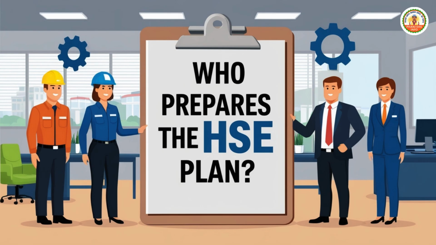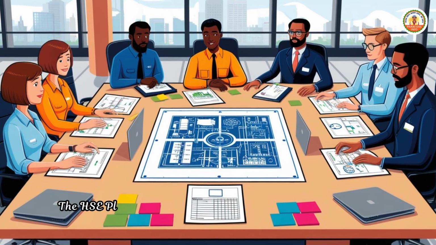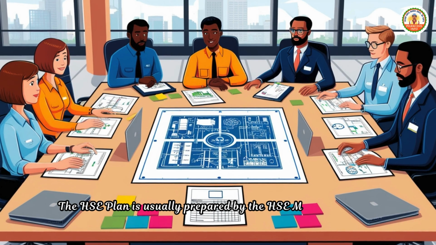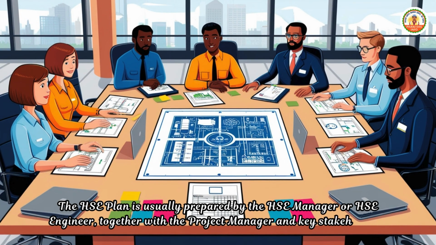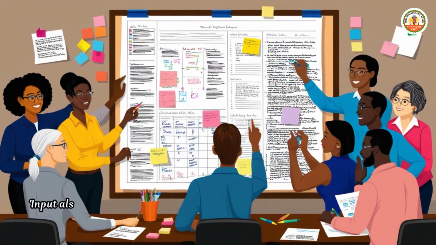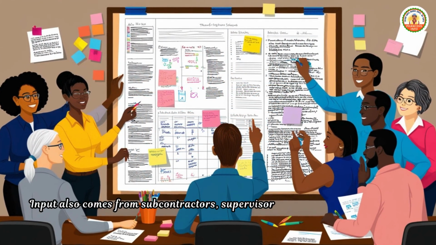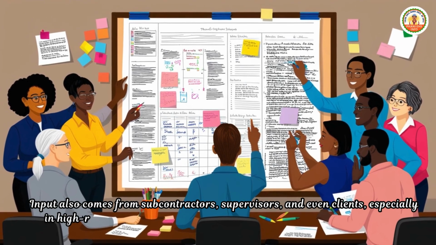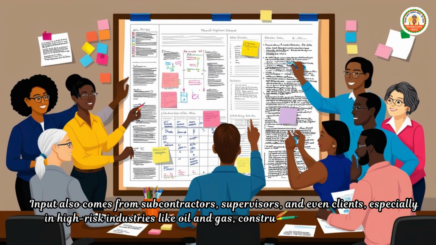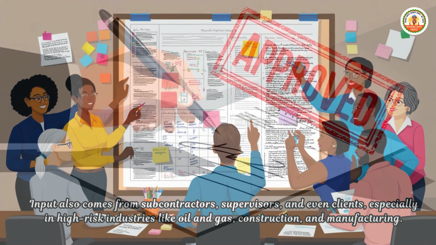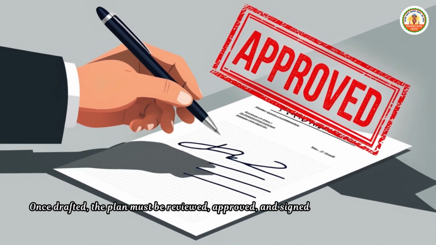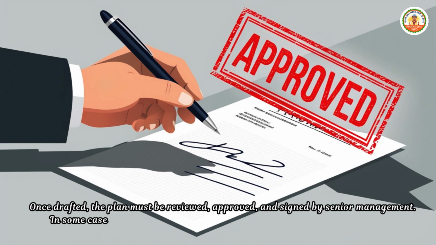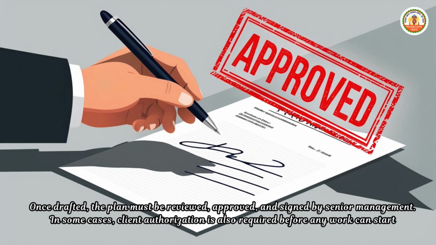Who prepares the HSE Plan? The HSE Plan is usually prepared by the HSE manager or HSE engineer together with the project manager and key stakeholders. Input also comes from subcontractors, supervisors, and even clients, especially in high-risk industries like oil and gas, construction, and manufacturing. Once drafted, the plan must be reviewed, approved, and signed by senior management. In some cases, client authorization is also required before any work can start.